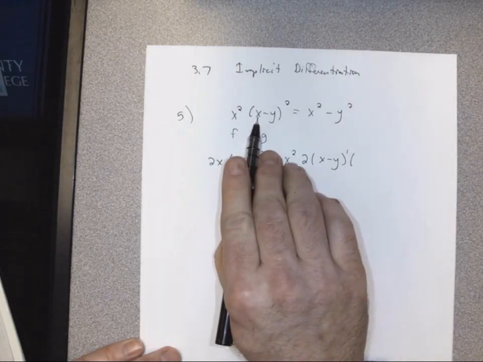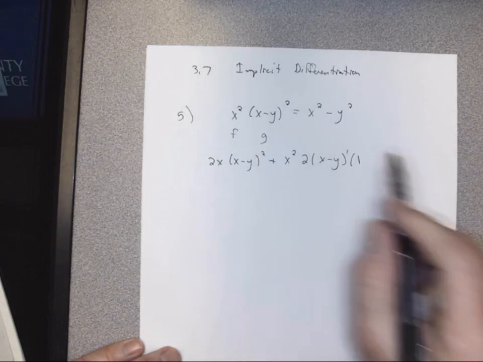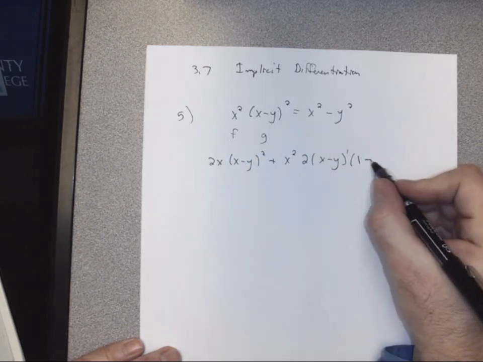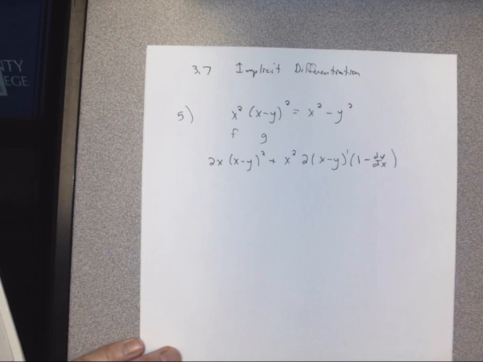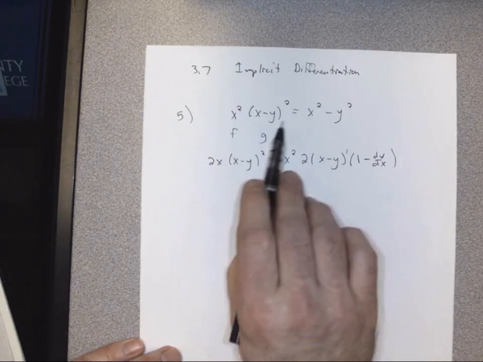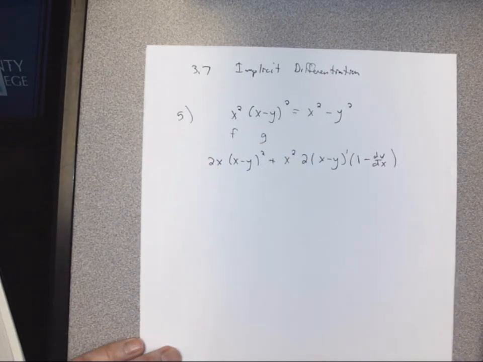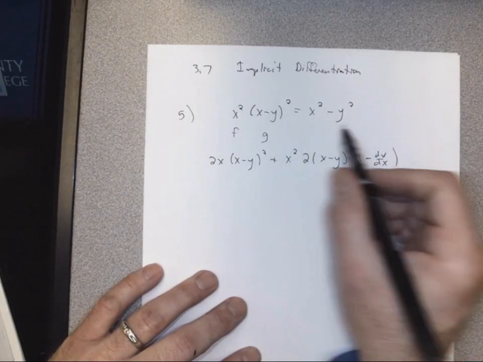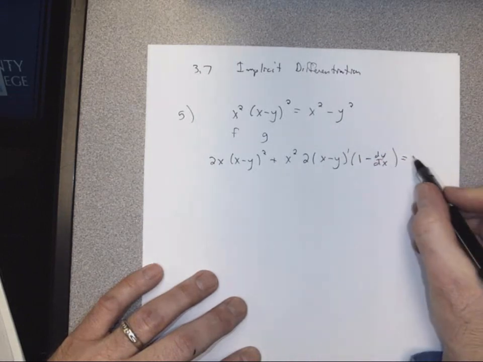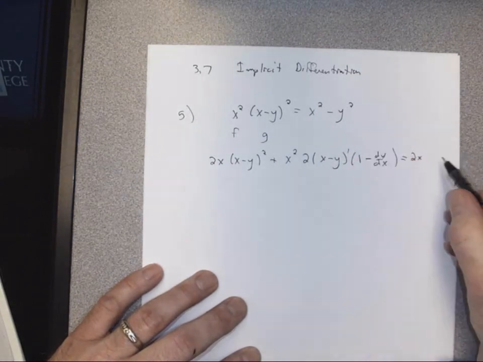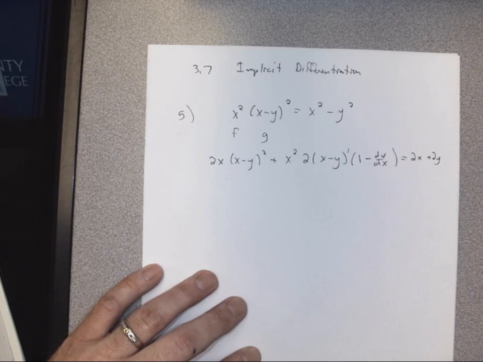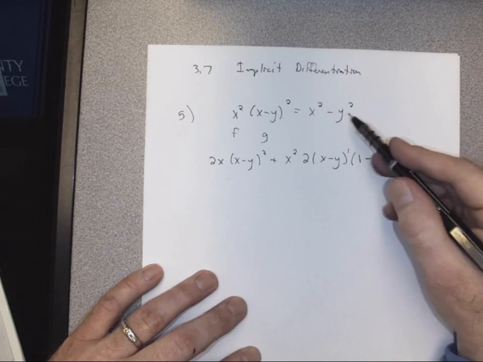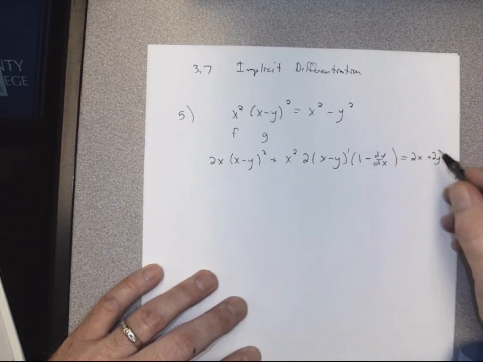Well, what's the derivative of x? 1. And what's the derivative of y? dy dx, so minus dy dx. So that's kind of messy. It's like I said, it's a product rule where g actually has a chain rule. And then the derivative of the right-hand side, don't forget this side as well. So the derivative of x squared is 2x, and the derivative of y squared is 2y, but don't forget what? When you take the derivative of y, you have to multiply by dy dx.